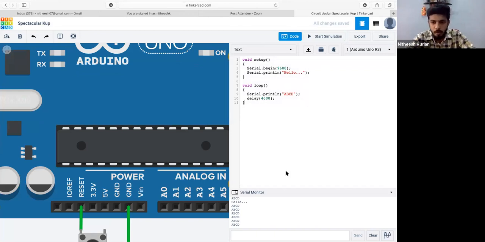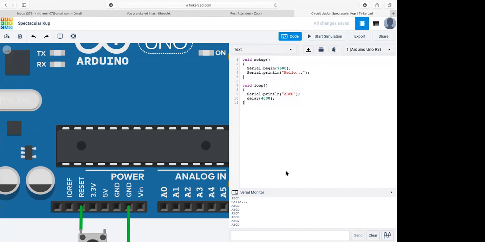Yes, I have a problem. Yes, Aditya, tell me, what is it? What is your problem? Sir, hello and ABCD are being printed continuously when I am resetting the board, when I am pressing the switch.